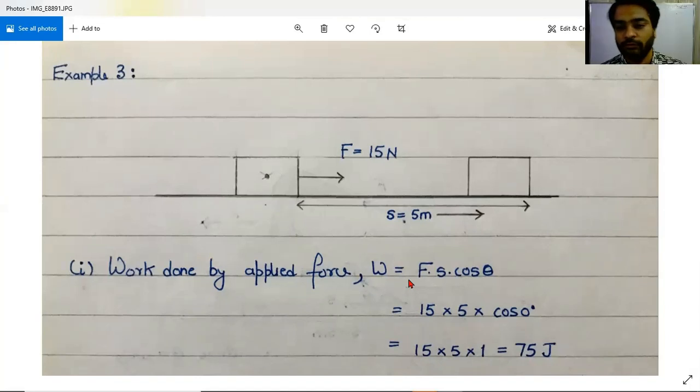We applied a force of 15 Newton and the displacement is in the direction of force and it is of 5 meter. So what is the angle here? 0 degree. Same direction, 0 degree. So F is 15, S is 5, theta is 0, cos 0 is 1. So we are getting the answer 75 joule.